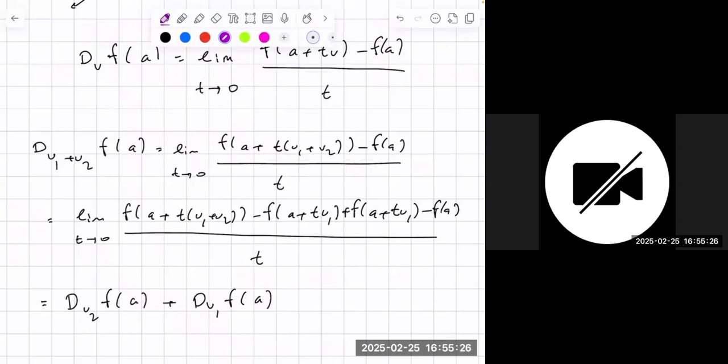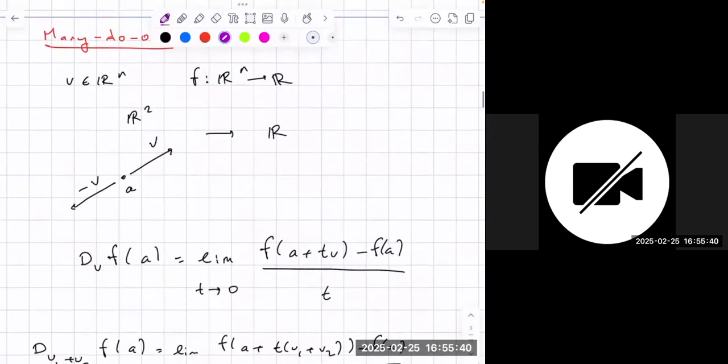So basically, if you pick two directions, and you're looking at their sum, and then you're looking at the directional derivative in that direction, you can just do it one by one and sum it up, it turns out. Let me just picture it for you. If this was my direction, say V1, and I got a V2 here, and then I sum them up.